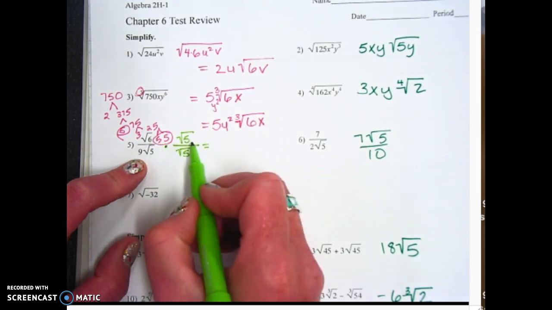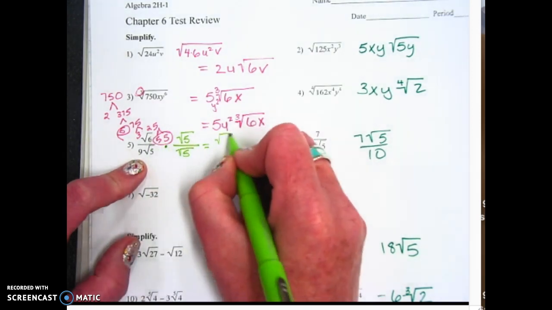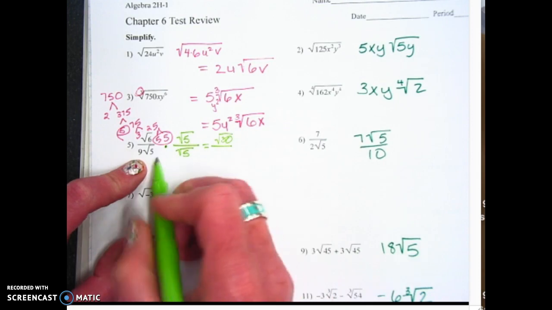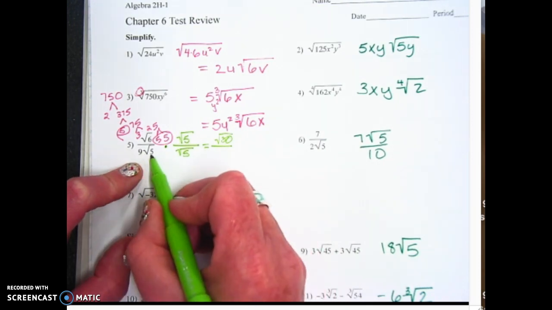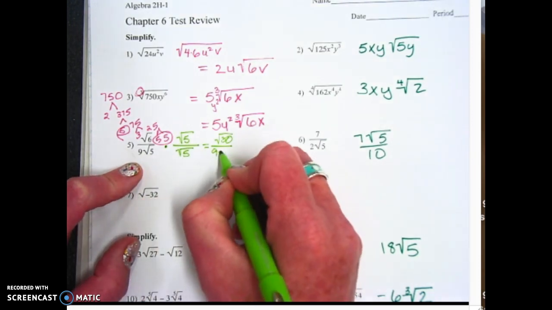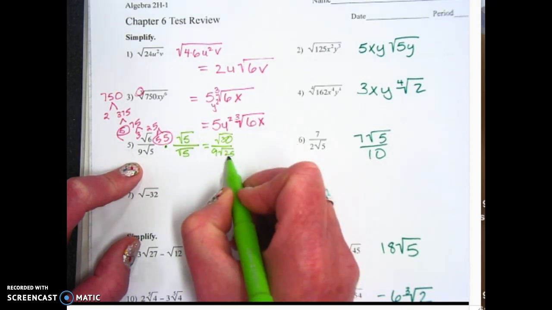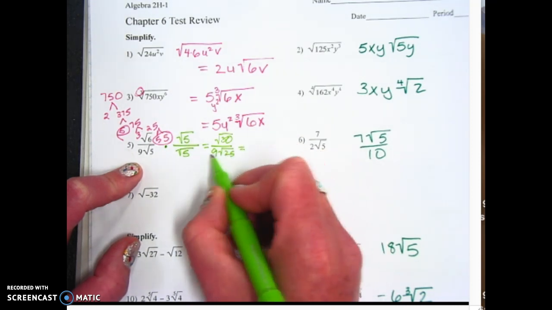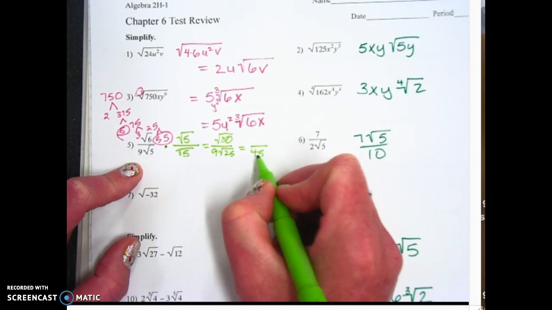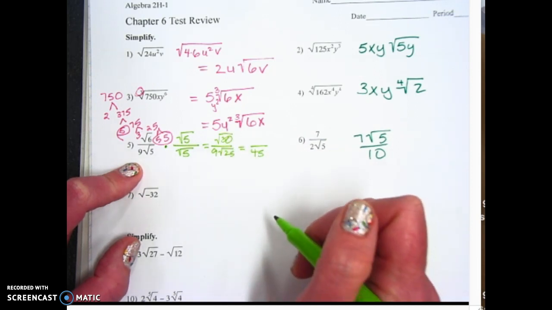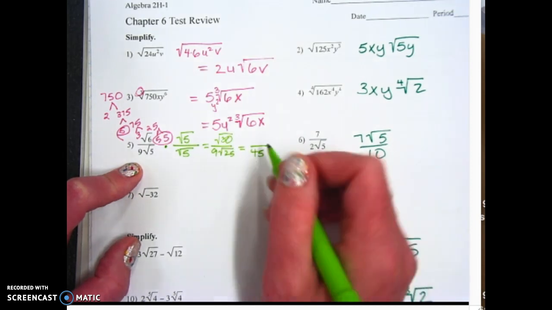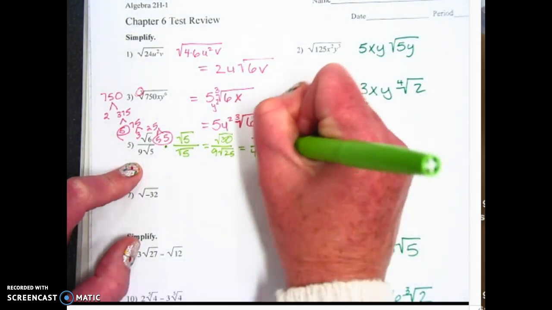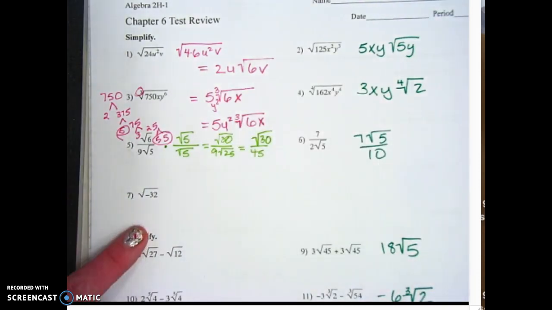So the square root of 6 times the square root of 5 is the square root of 30. And in the denominator, I have 9 square roots of 5 times the square root of 5, so 9 square roots of 25. And the square root of 25 is 5, so 9 times 5 is 45. And the square root of 30, do we have any perfect square factors? No, we do not, so we just leave it under there. All right, number 7.